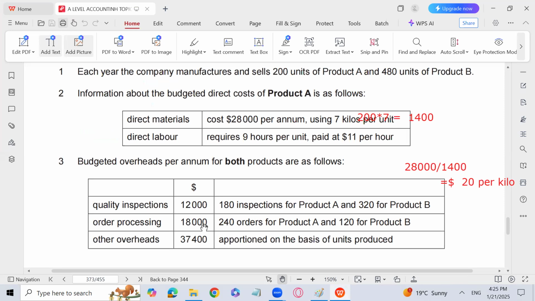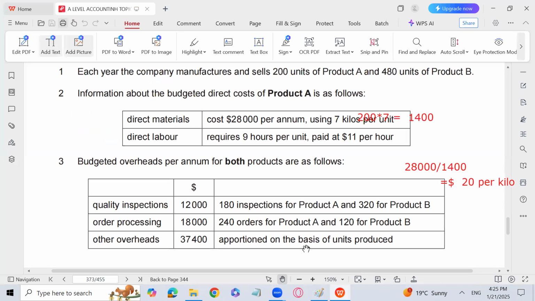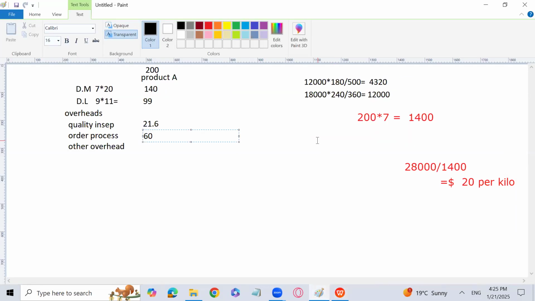Next, order processing: 18,000 multiplied by 240 divided by 240 plus 120, which will be 360. So I can calculate 18,000 multiplied by 240 divided by 360. The answer is going to be 12,000, and 12,000 divided by 200, we will get the order processing overhead cost per unit for product A, which is going to be 60. Then come other overheads, 37,400, apportioned on the basis of units produced. So that is quite easy.